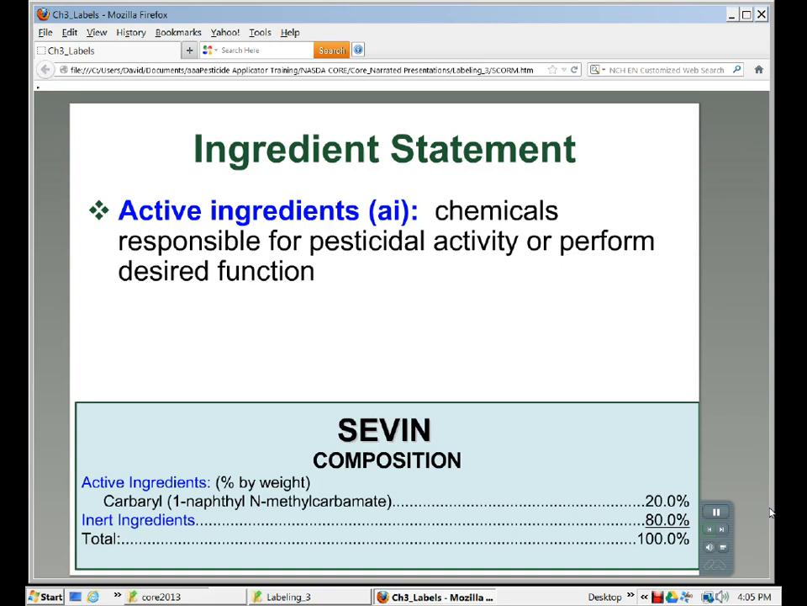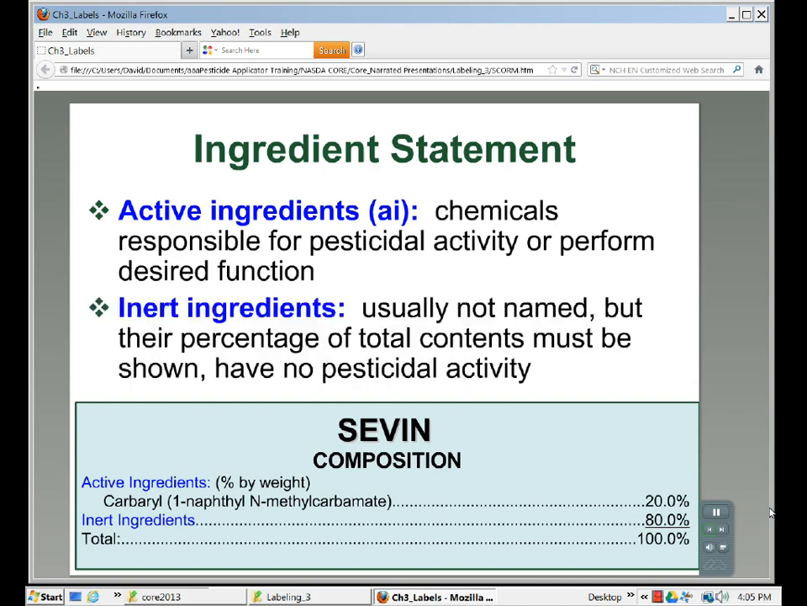In the example shown here, the product name is Sevin and the active ingredient is carbaryl, or 1-naphthyl N-methylcarbamate. The product contains 20% carbaryl by weight. The percentage of inert ingredients must also be quantified in the ingredient statement. However, the chemicals that comprise the inert ingredients don't need to be named unless there are hazards associated with them.